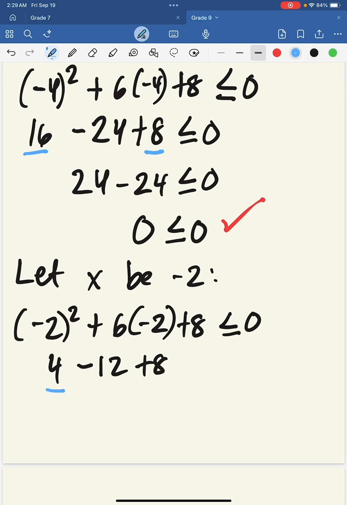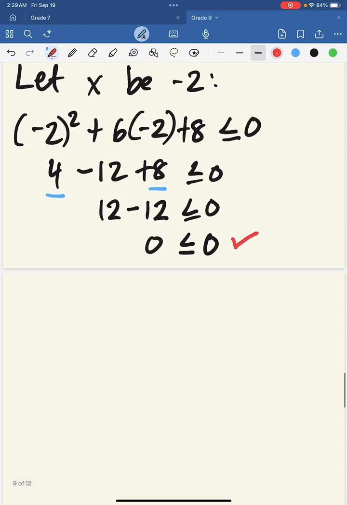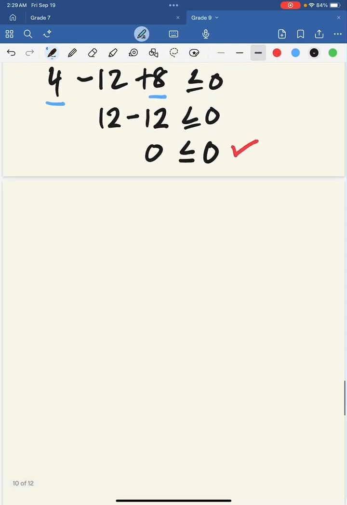So 4 plus 8 is 12, and just use the minus 12 here. So 12 minus 12 is 0, and 0 is less than or equal to itself, which means -4 and -2 are correct. Now, let's write the number line again.